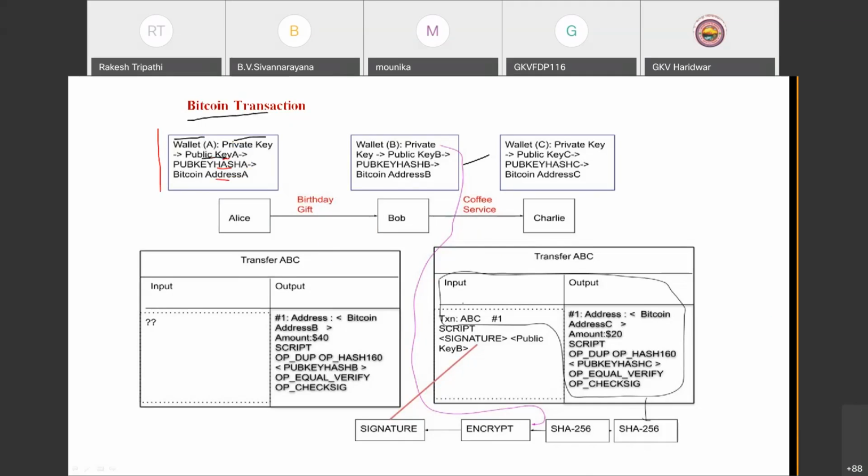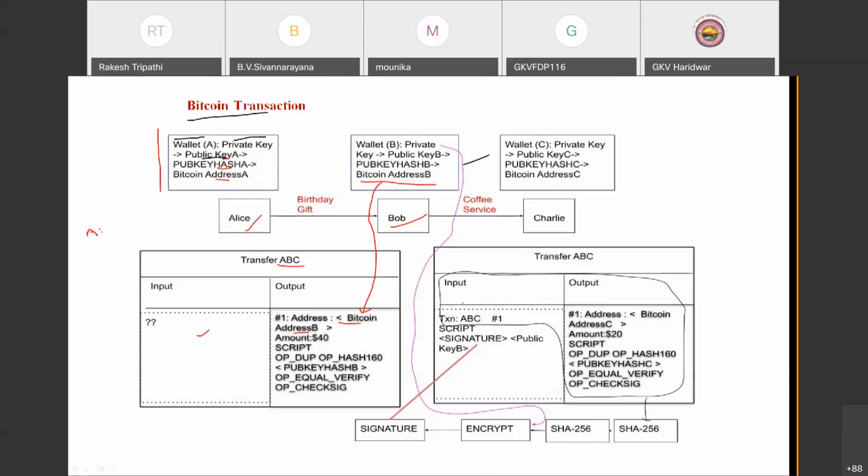Now, somehow, in transfer ABC, from whatever input he got, the output is written this way: output Bitcoin address. So Alice wants to send 40 Bitcoin from his wallet to Bob. In the address field, what will he write? He will write the Bitcoin address of B. I have shown you that transfer address field; you have to write the Bitcoin address. This is that Bitcoin address.